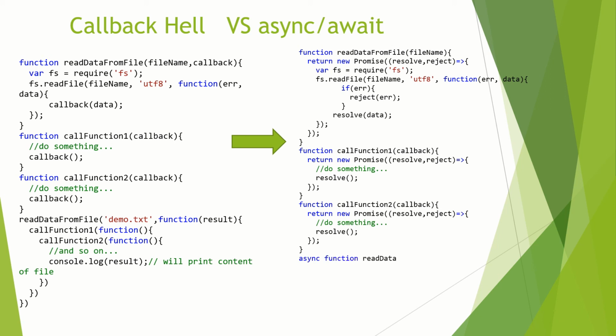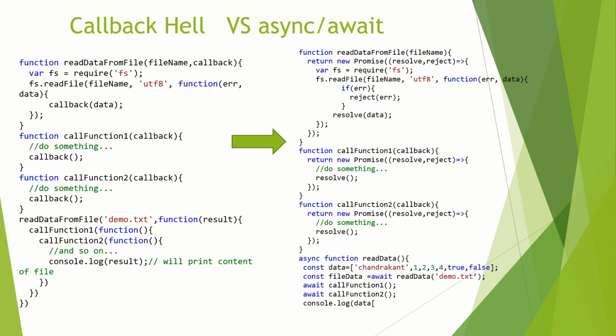On the right side we have created the example using async await. Here you can see that we have declared three functions using promises, and for calling these functions we need to create an async function. Inside that you can see that we have written all the code one by one, and it increases the readability of your program. Debugging is also easily possible if there is any error, and complexity is reduced. So this is the side by side example of callback and async await.